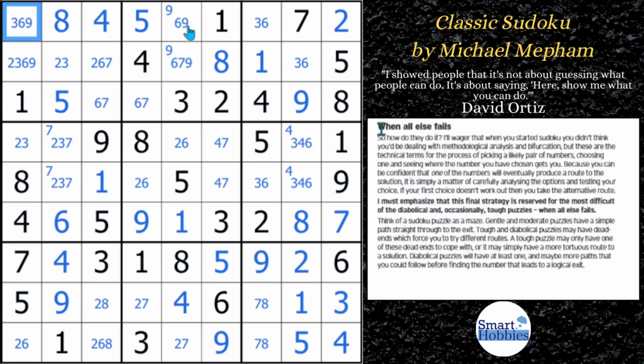Okay, so this is Michael's guide that I'm showing you right now. And what he says when all else fails, you get to this point, you can't do any of the top 7 strategies. He says, I must emphasize this final strategy is reserved for the most difficult of the diabolical and occasionally tough puzzles when all else fails. And what he suggests you do is basically bifurcation and backtracking. So I'm going to show you what he suggests to do and then what else we can do now with the tools we know in solving Sudoku.